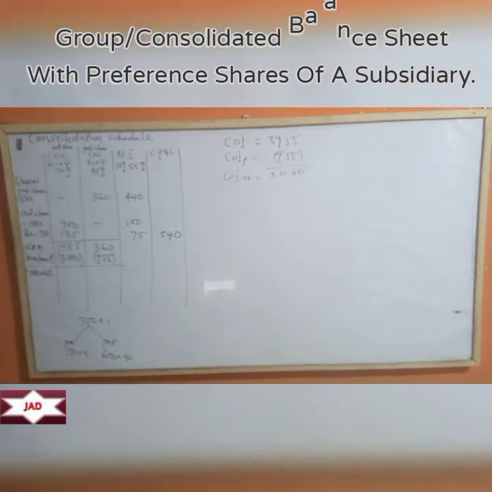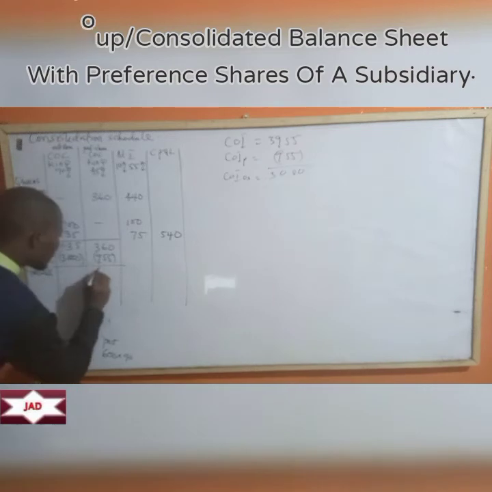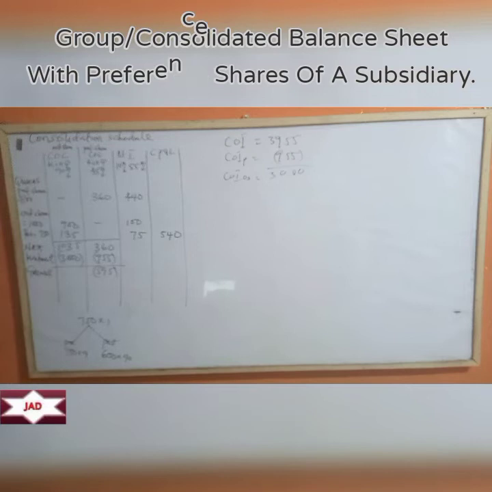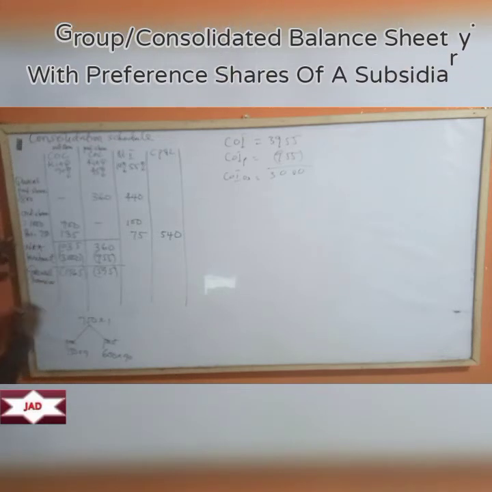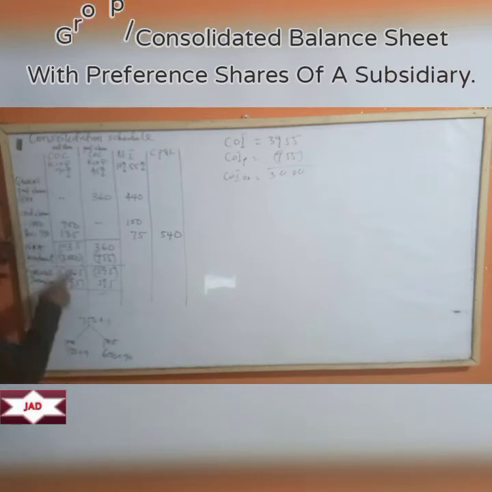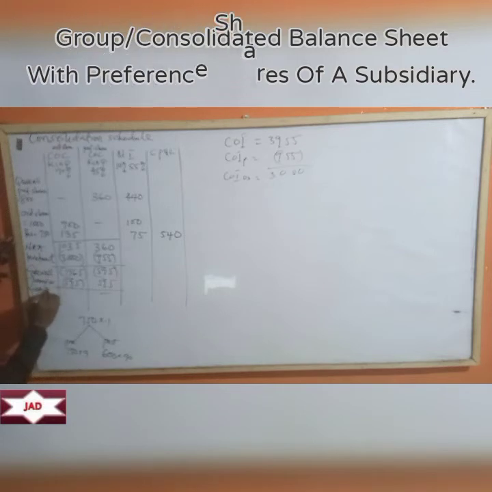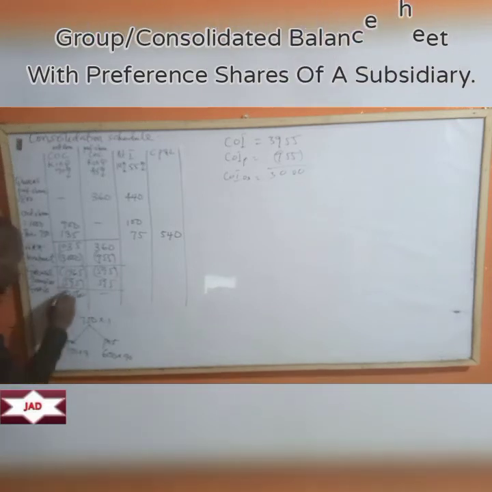So what is our goodwill? 360 minus 955 is 595. Then 1,335 minus 3000 is 1965. Let's transfer the 595. So this will be goodwill on consolidation: 1965 plus 595 is 2,560.